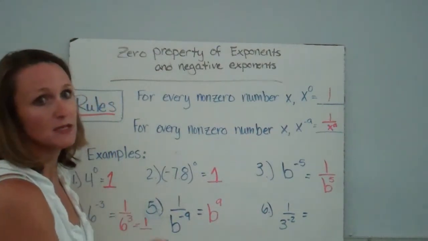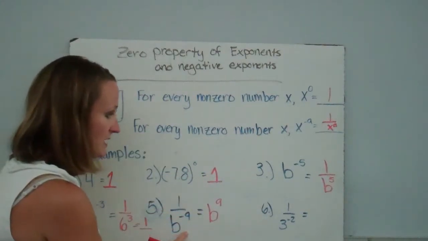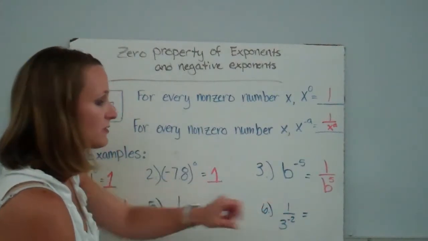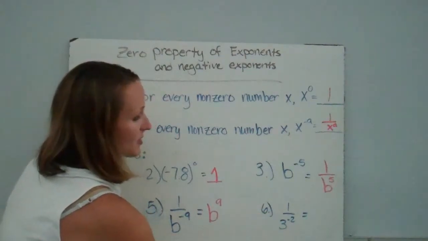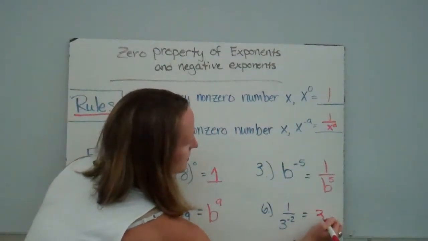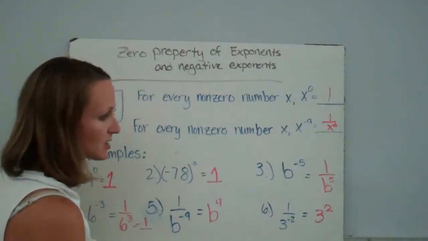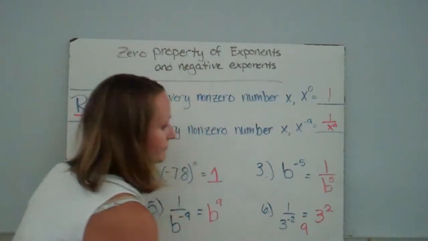Are you seeing a trend? If you have a negative up, we push it down. If we get a negative down, we push it up. So this one, 1 over 3 to the negative 2, it's already on the bottom, I'm going to push it up. And that one I could actually answer. 3 squared would just equal 9.